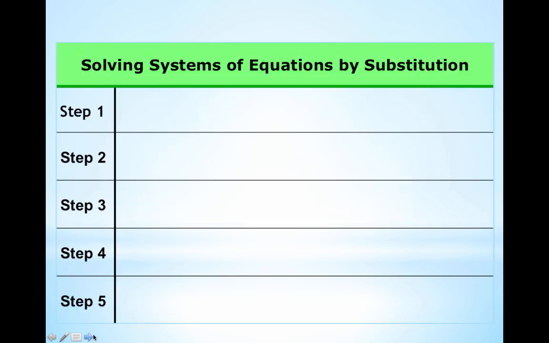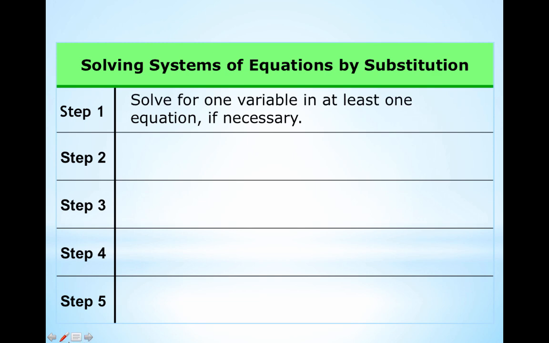So I'm going to suggest that you write down this list of steps, and then it'll become more natural as you go along, but you'll have your notes to reference later if you need them. So we're going to solve for one variable in one of the equations, and we'll see later that we may need to do that more than once.